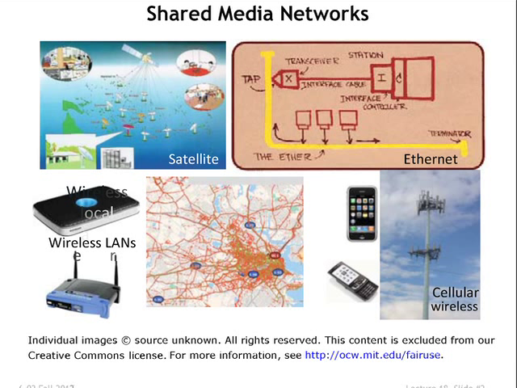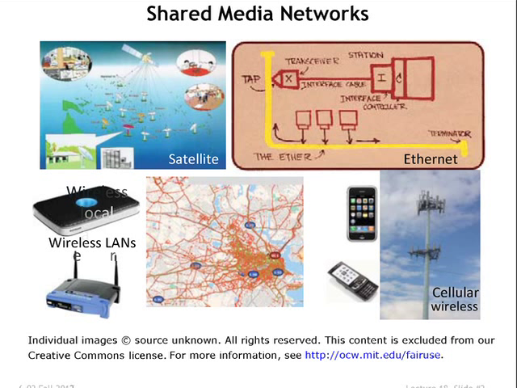Now, they could use frequency division multiplexing. It's a perfectly reasonable solution, but they don't do it because if one ground station has data to send and the other doesn't, you end up wasting frequencies and not getting as high a throughput. So that's one example of a shared medium network.